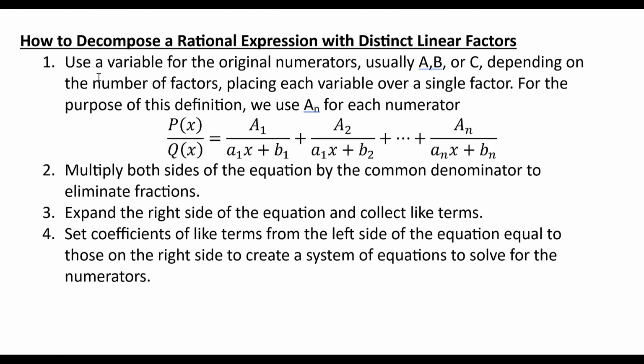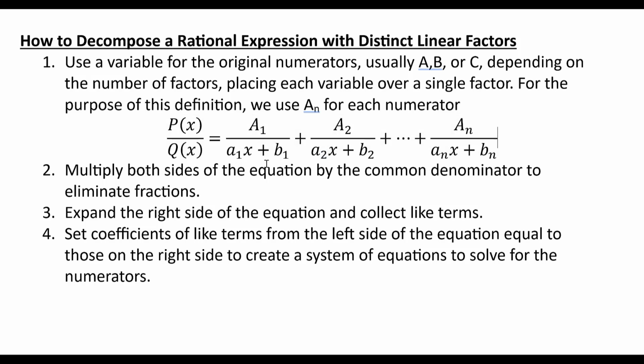So let's go through this. Use a variable for the original numerator, usually A, B, or C, depending on the number of factors, placing each variable over a single factor. For the purpose of this definition, we use A sub n for each numerator. So p of x over q of x would be like A1 over a1 x plus b1, plus A2 over a2 x plus b2, plus dot dot dot, and so on.